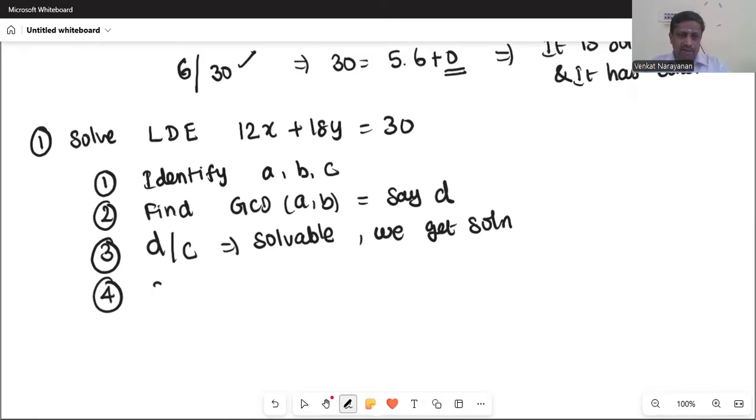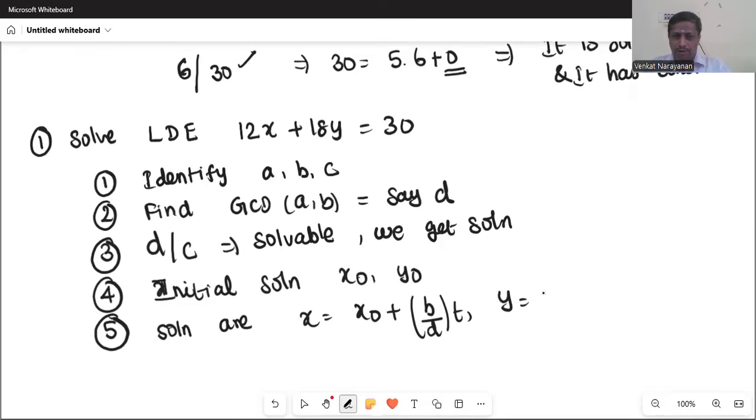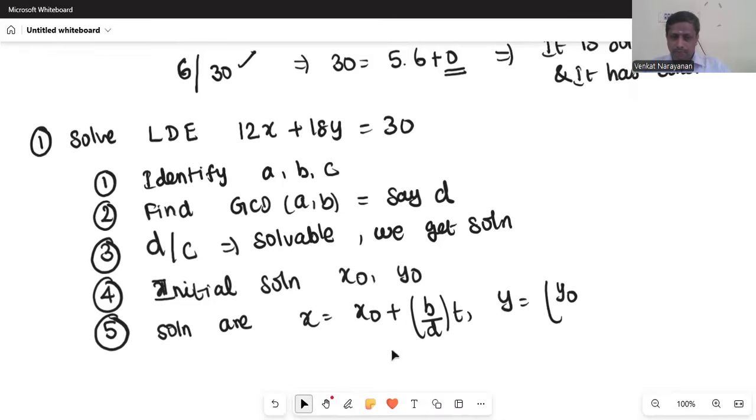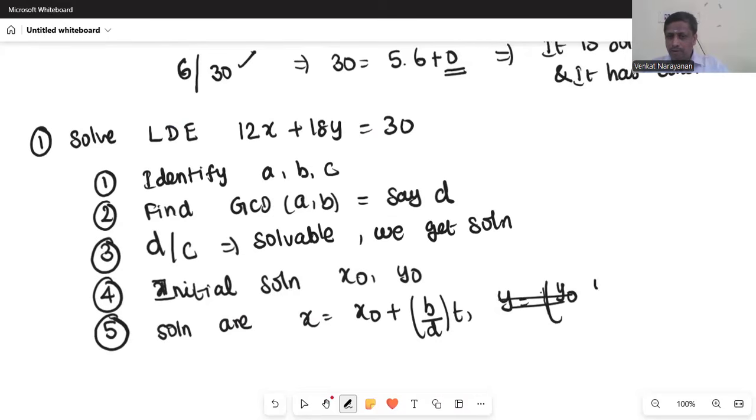Fourth step, we can assign the initial solution x naught and y naught, which solves the equation. Second, the solutions are x equal to x naught plus b by d into t, and y equal to y naught minus a by d into t.